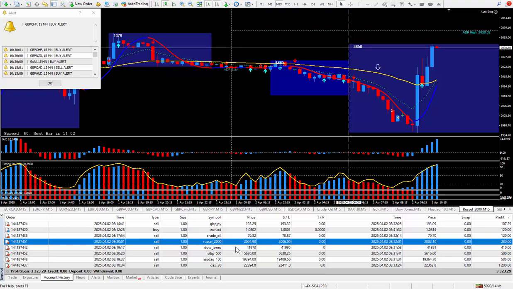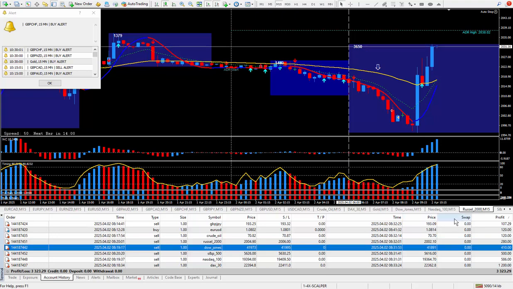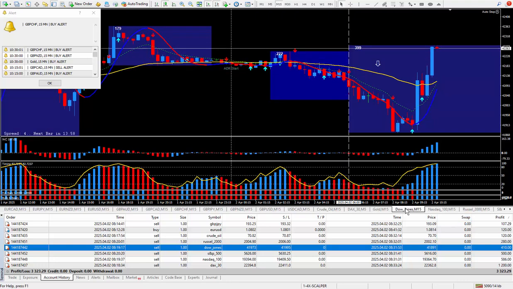Okay, moving on to the Dow Jones. Dow Jones pays $5 for each tick. So I took the money divided by 5. Calculator says it's 82, so we're going to drag and drop this up.